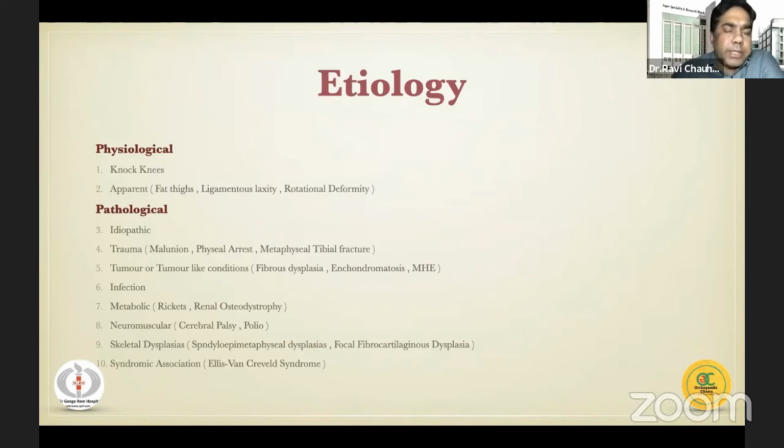There are certain pathological causes: idiopathic, trauma. It could be malunion because of some previous fracture. This could be a physeal injury. This could be a metaphyseal tibial fracture, which we commonly know as Cozen's fracture, that can lead to valgus deformity. Certain tumor or tumor-like conditions like fibrous dysplasia and chondromatosis, multiple hereditary exostosis, infection, metabolic causes, rickets and renal osteodystrophy, neuromuscular causes, cerebral palsy, polio, skeletal dysplasias, and then syndromic associations. If the PGs ask whether there is any syndrome, then Ellis-van Creveld syndrome is associated with this.